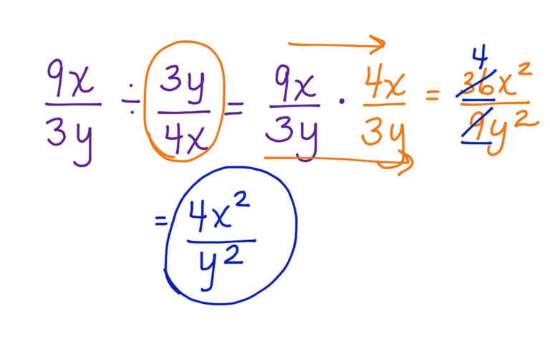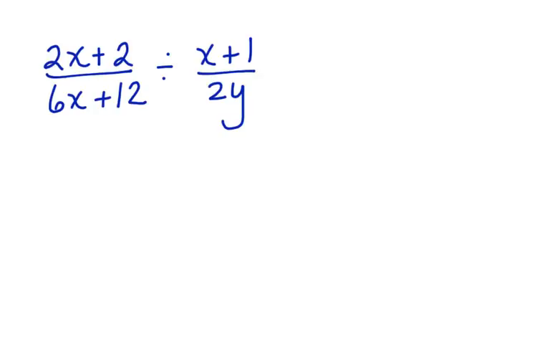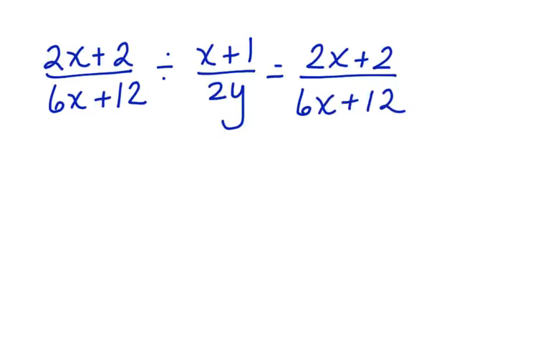Let's look at another one. Here we have 2x plus 2 over 6x plus 12 divided by x plus 1 over 2y. First, let's change this into a multiplication problem. We have 2x plus 2 over 6x plus 12 times 2y over x plus 1.